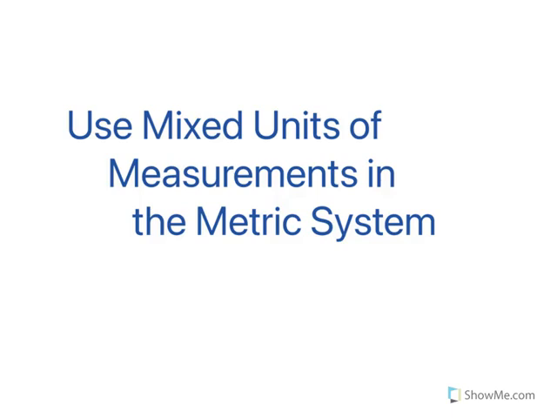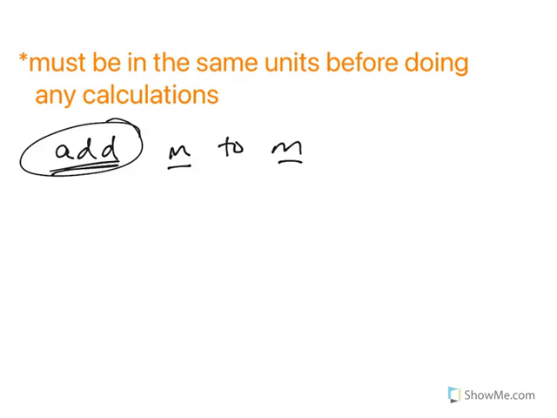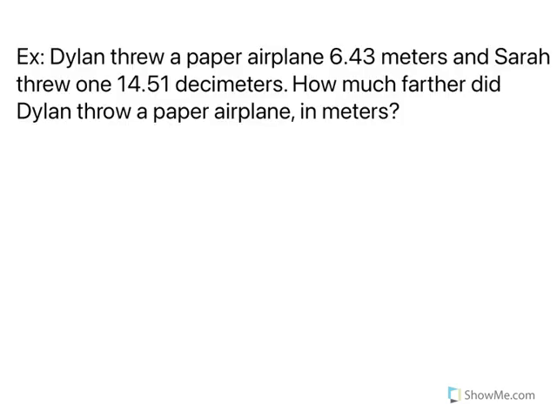use mixed units of measurements for the metric system. Now the big thing here is that we must be in the same units before we do any calculations, right? We can't add meters and centimeters. You have to be meters and meters, or liters and liters, or milliliters and milliliters. So anytime you want to do any calculations, so add, subtract, multiply, or even divide, we must be in the same units. Okay, let's play.